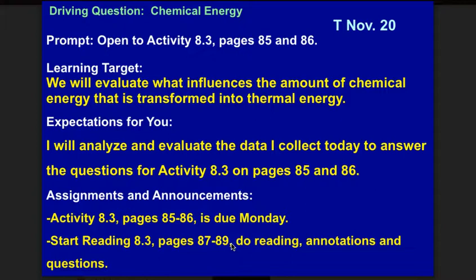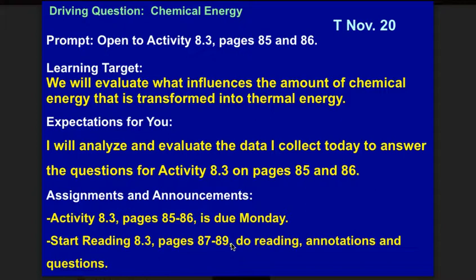So our learning target today is we're going to evaluate what influences the amount of chemical energy that is transformed into thermal energy. In other words, what are the factors? So for example, when we talked about kinetic energy, there's two factors, speed and mass. When we talked about gravitational energy, there's two factors that affect the amount of gravitational energy: the elevation from which something is dropped, in other words, its position, and its mass. The higher the elevation, the more GE it's going to have, as long as mass stays the same, that is.